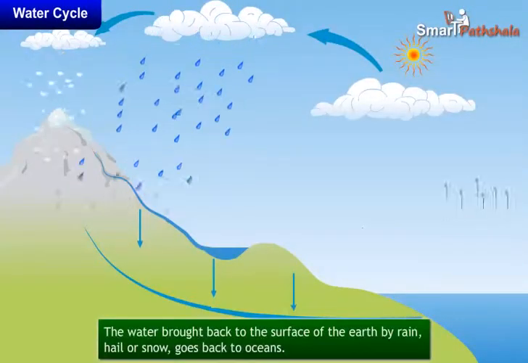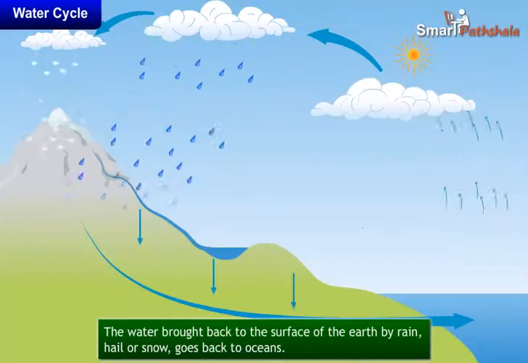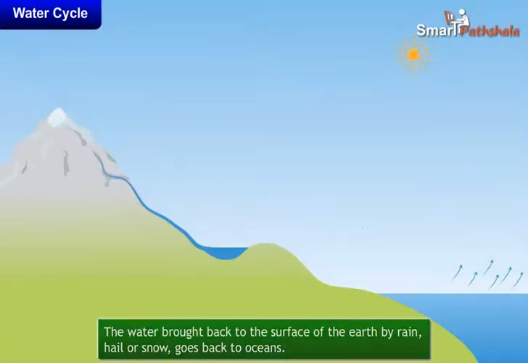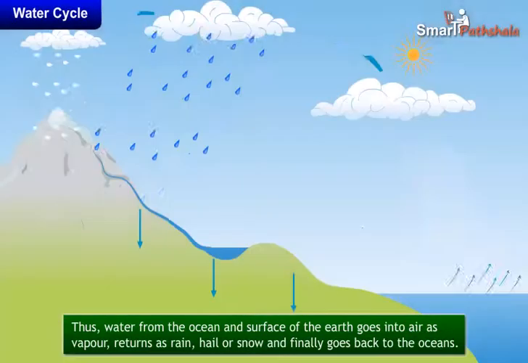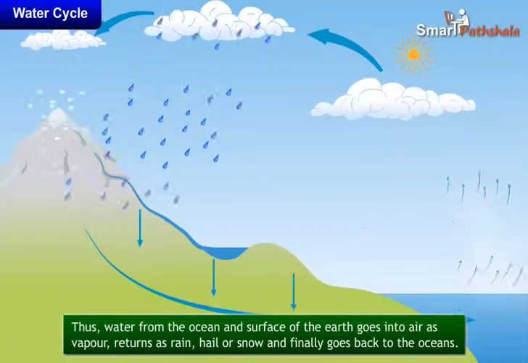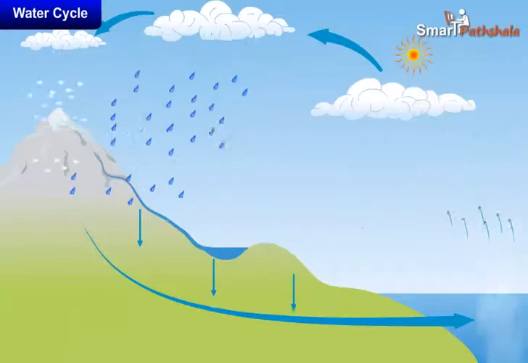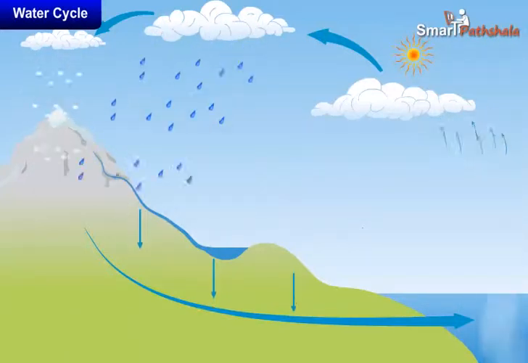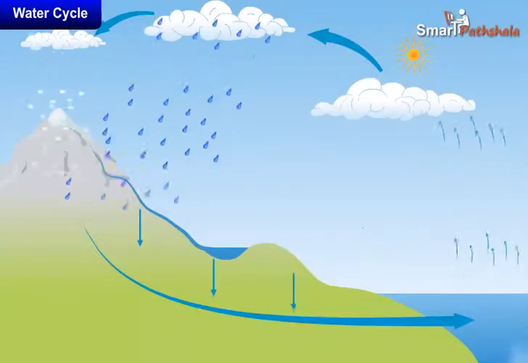We know that water brought back to the surface of the earth by rain, hail, or snow goes back to oceans. Thus, water from the ocean and surface of the earth goes into air as vapor, returns as rain, hail or snow, and finally goes back to the oceans. The circulation of water in this manner is known as the water cycle. This circulation of water between ocean and land is a continuous process. This maintains the supply of water on land.